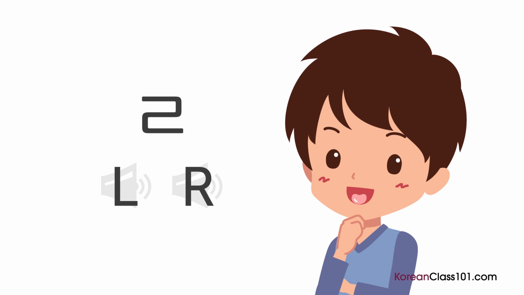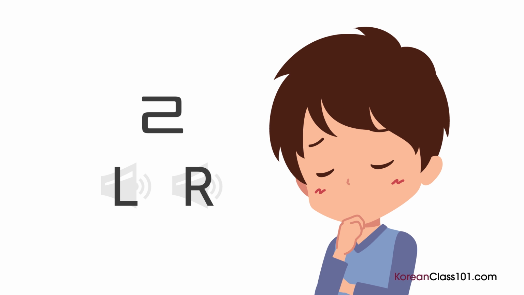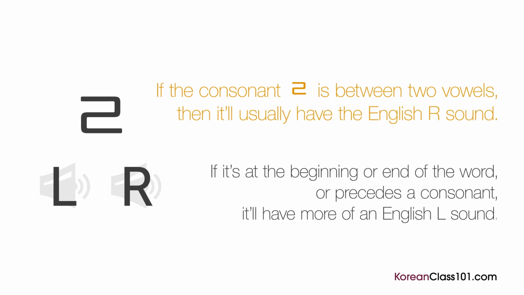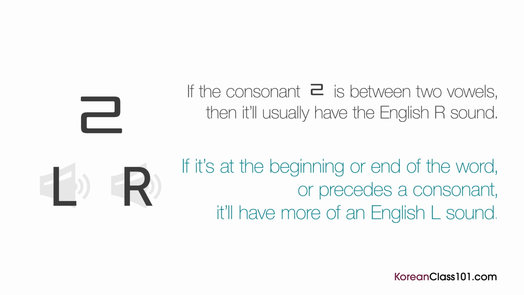If you put your tongue in between making an L and making an R, you are almost there. The question is, when does it sound more like R or more like L? If the consonant 리을 is between two vowels, then it will usually have the English R sound. However, if it is at the beginning or end of the word or precedes a consonant, it will have more of an English L sound.